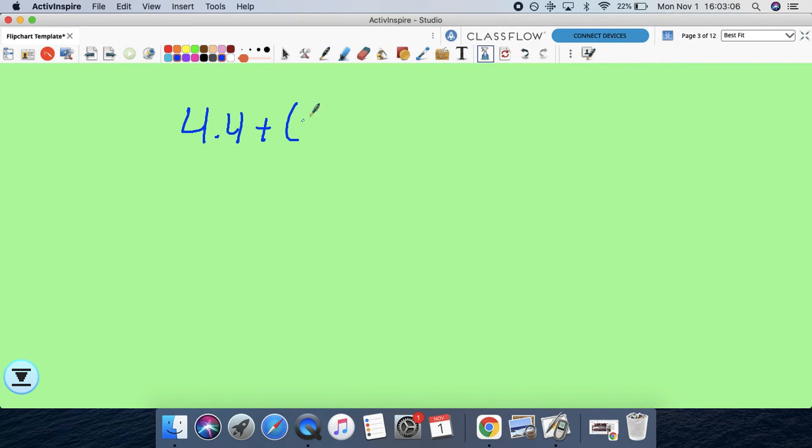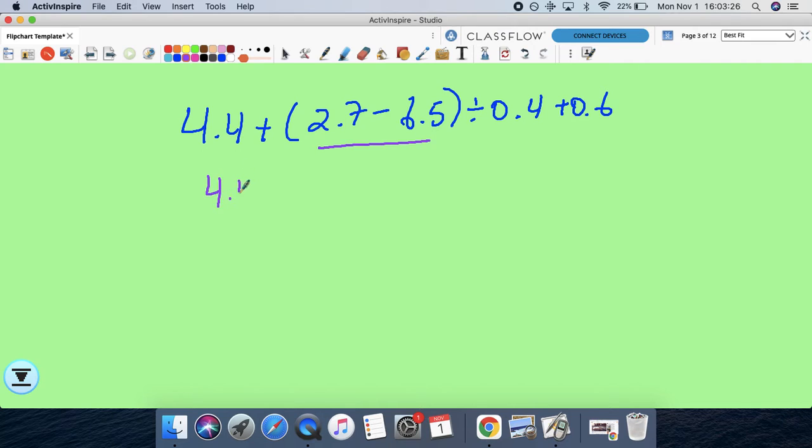4.4 plus 2.7 minus 6.5 divided by 0.4 plus 0.6. So first we have to do this part right here. So 2.7 minus 6.5. Change it to addition: subtraction becomes addition, and this becomes the opposite. Who's going to win, the positives or the negatives?